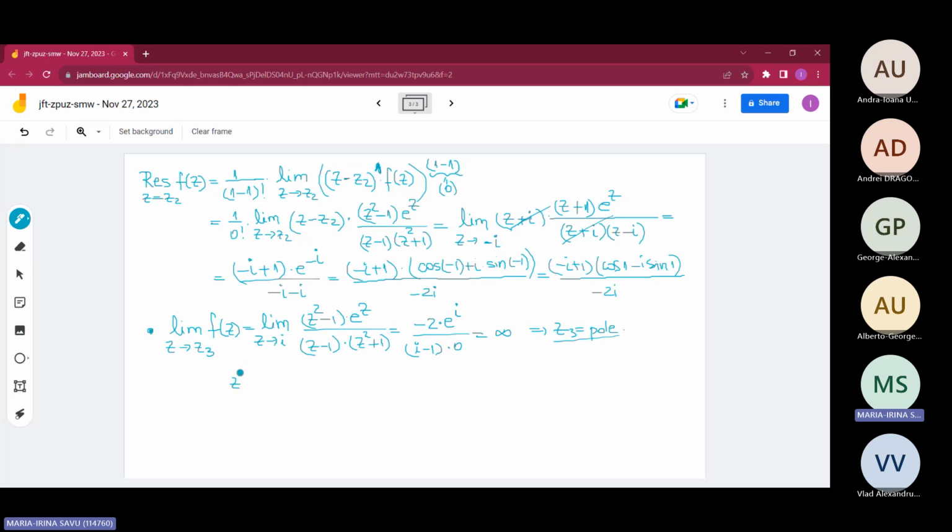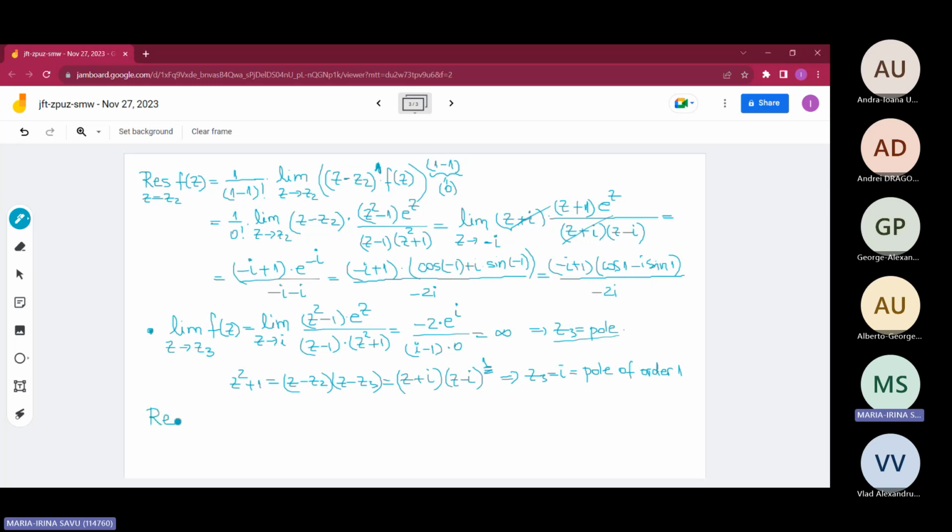In order to find the order of the pole, you have to get z squared plus 1 as a product. This is z minus z2 times z minus z3. So it is z plus I times z minus I. And from the fact that the exponent from here is 1, you have that z3, which is I, is a pole of order 1. And again, we have to use this formula, but with z3 instead of z2, to find the residue.